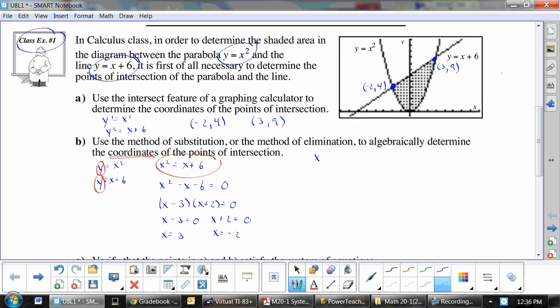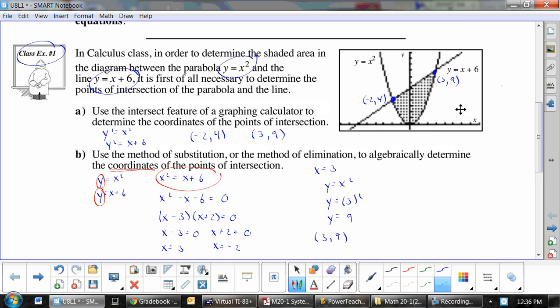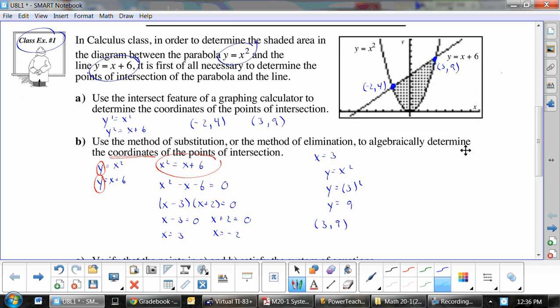Okay, so for x is equal to 3, I'm going to sub it into, I'll do the x squared one. X squared, y is equal to 9. So the point we get is 3 and 9, which is good because it matches with what we found in our calculator. Okay. And then you want to do the other one too. x is equal to -2. So y is equal to -2 squared, and y is equal to 4.